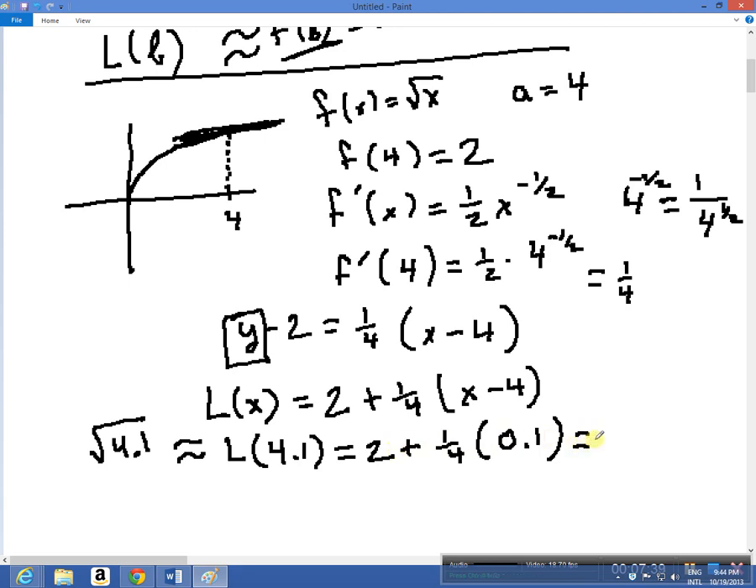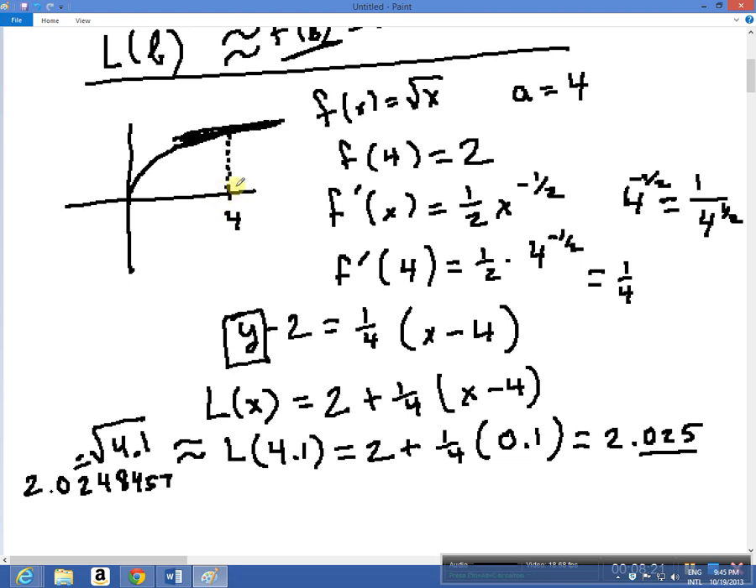And so this is going to come out to be 2.025. Now, if you go to a calculator and see what this is, I think it comes out to be 2.0248 and so on. So 2.025 is a very good approximation for that. And we didn't have to work very hard to do that. Following the tangent line, as long as the point that we're interested in is close to the point in question, is a pretty good thing.